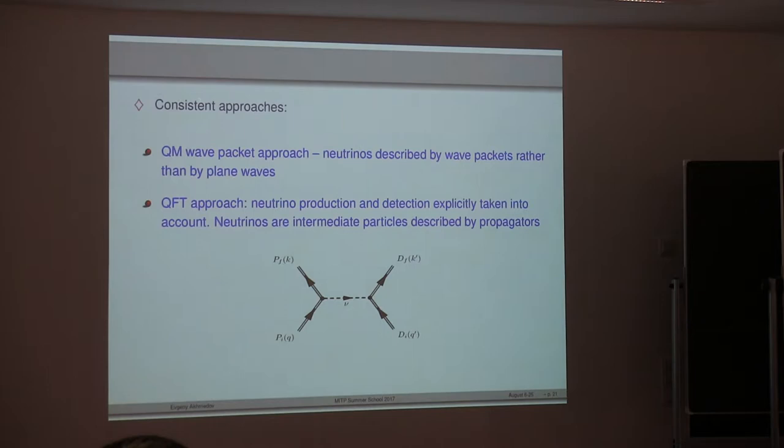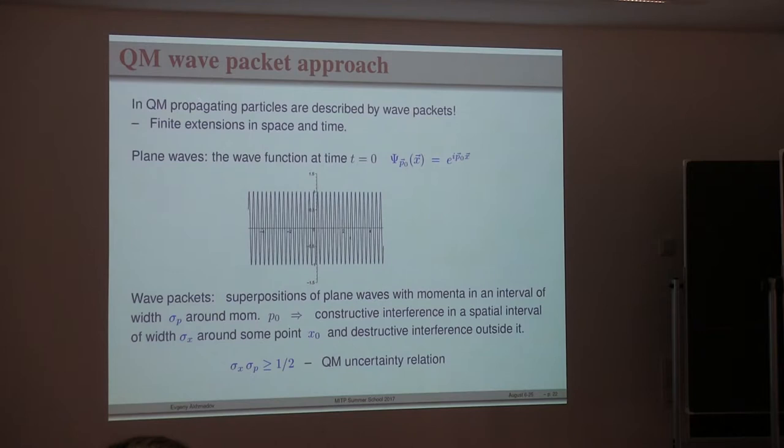Okay, now the wave packet approach. What are wave packets? Plane waves are described by exponential factors like this. And the probability of finding the particle, which is given by the square modulus of this exponential phase factor, is coordinate independent, which means the plane wave has the same probability everywhere in space. Obviously, plane waves cannot describe localized propagating particles.